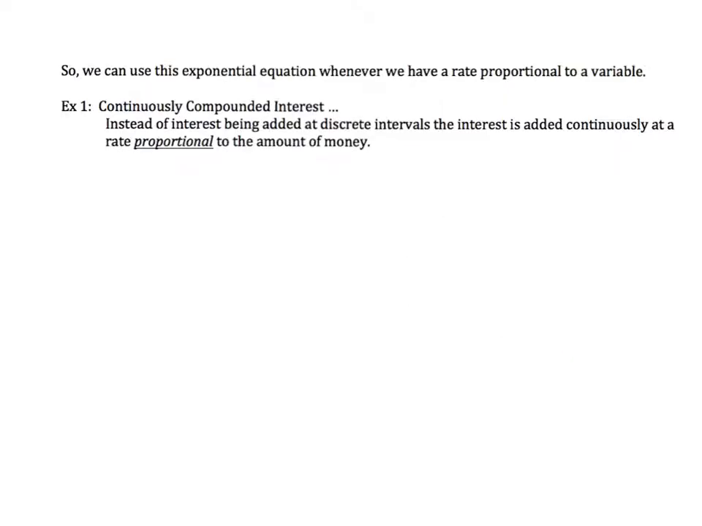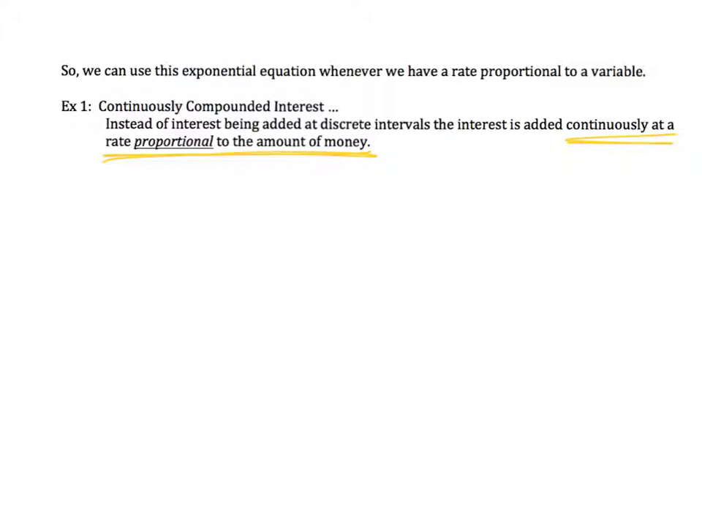Okay, so a specific example where we see this. Instead of interest being added at discrete intervals, a lot of times interest is added continuously at a rate proportional to the amount of money. So I'm going to pick up on that phrase there, and I'm going to try to figure out how I can write a calculus statement that describes exactly that. Added continuously. So the rate is proportional.